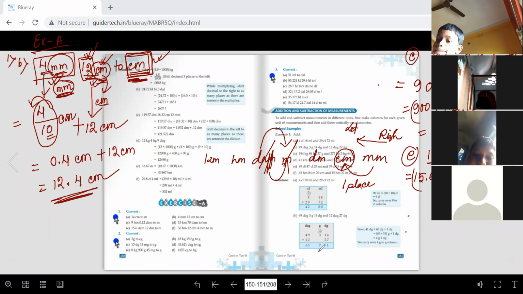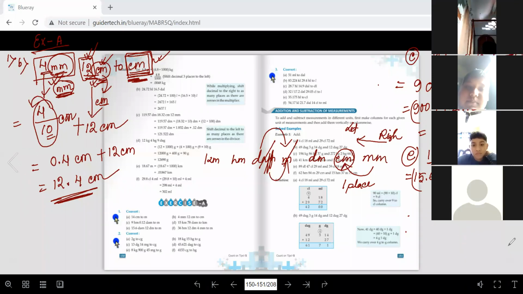Only 2 or 3 students are there, right? What about others? Only 2 or 3 students are responding. Why are the others not responding? Say, next one, Suhana beta.